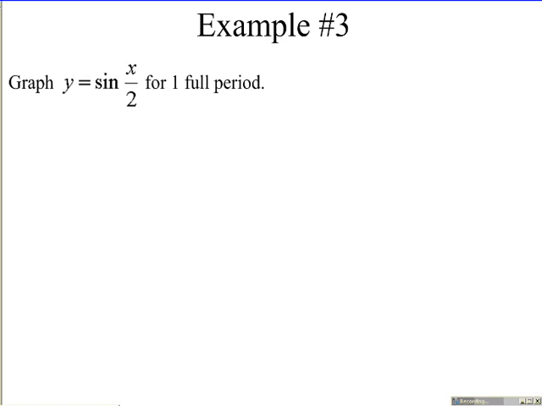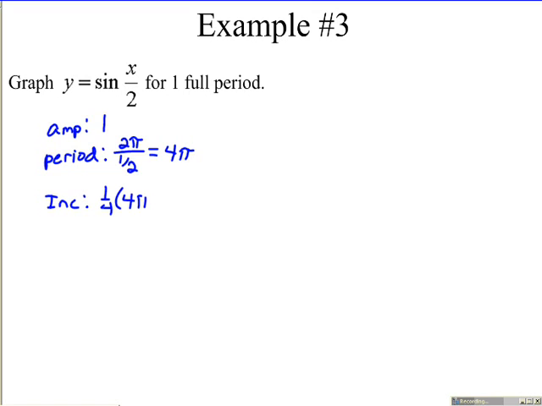Y equals the sine of x over 2. Amplitude is 1. Remember, amplitude is the number right in front of sine, which is 1. Period is 2 pi over the lead coefficient on x, which is 1/2. Simplify that by multiplying up by the reciprocal. Our period is 4 pi. Increment is always 1/4 of whatever the period is. So in this case, our increment is pi.